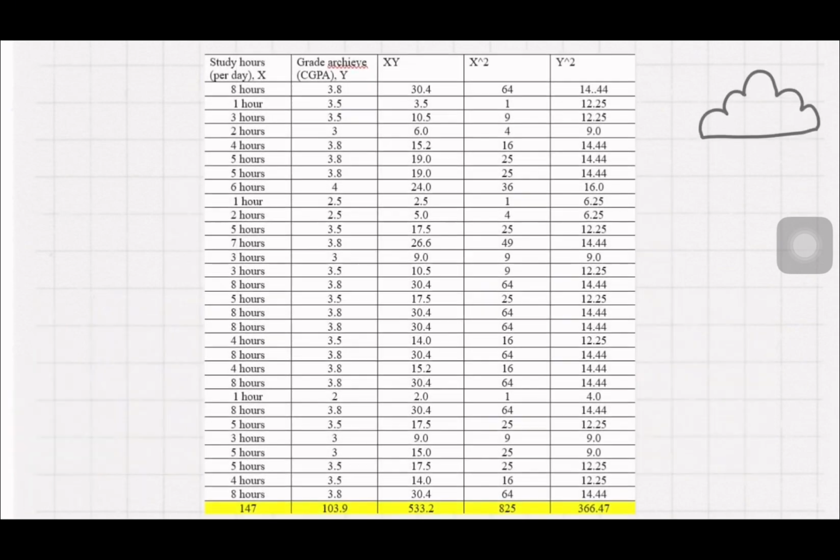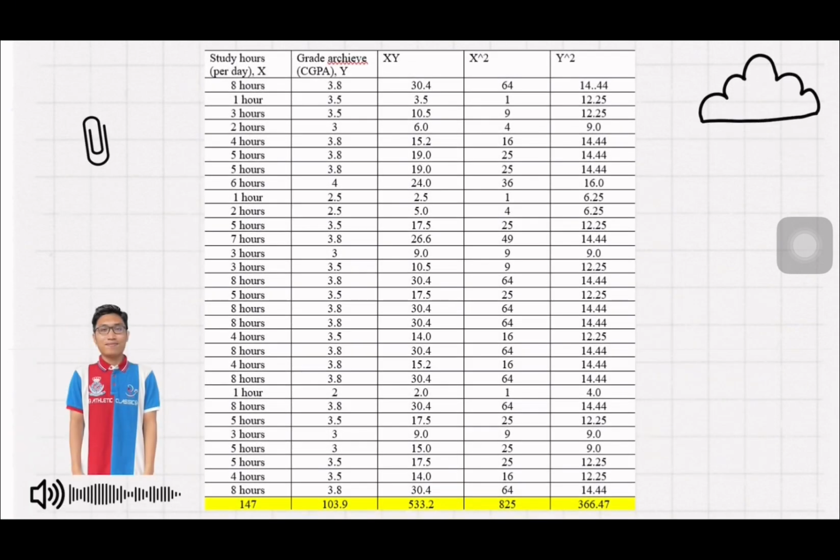This table shows student data about the students' study hours and the grades they achieve. We have collected this data by sending a Google Form link that contains questions about their study hours and the grades they achieve. The total sample we obtained from Google Forms was 30 students.